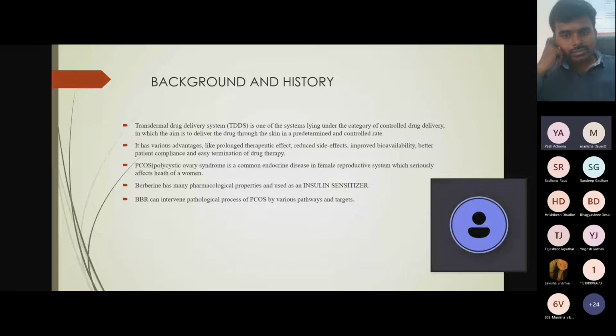PCOS is one of the major endocrine diseases of the female reproductive system, seriously affecting women's health. Berberine has been found to show very significant activity by acting as an insulin sensitizer against this disease. So BBR, meaning berberine, can intervene in the pathological process of PCOS by various pathways and targets.